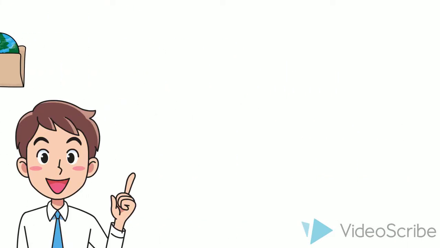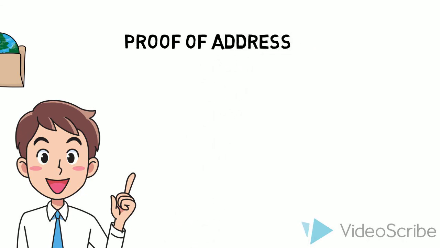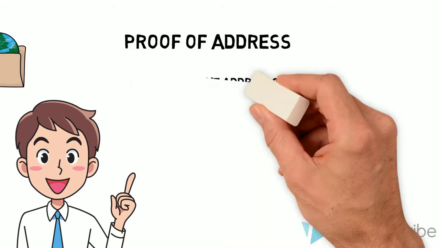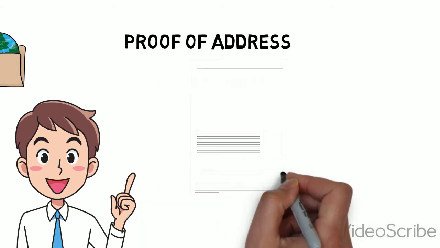The fourth piece of information the banks will ask for is a proof of address. As long as your ID has your current address, you are okay. But if your address is outdated, then the bank will ask that you provide a proof of address, such as a utility bill.